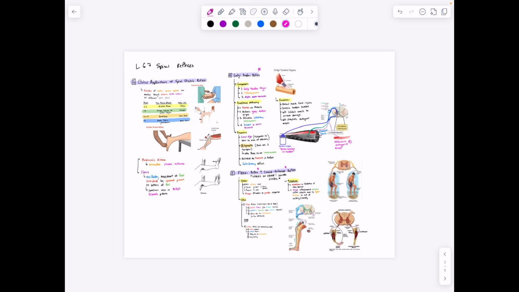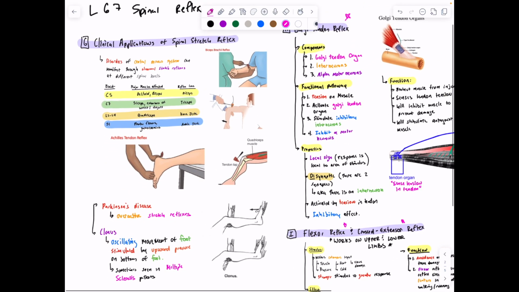All right, so then what are the clinical applications of the spinal stretch reflex? So we're familiar with this guy, right? We said if you tap here, then it's going to stretch the quadriceps muscle, and it will cause the quadriceps muscle to contract. If the quadriceps muscle contracts, it's going to pull the leg up and your leg's going to go like that. So basically, clinical applications of the spinal stretch reflexes, you can determine disorders of the central nervous system by seeing how they manifest through abnormal stretch reflexes at different spinal levels.